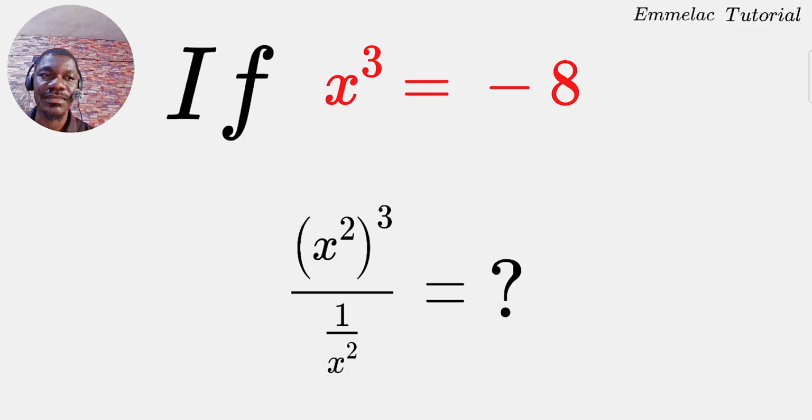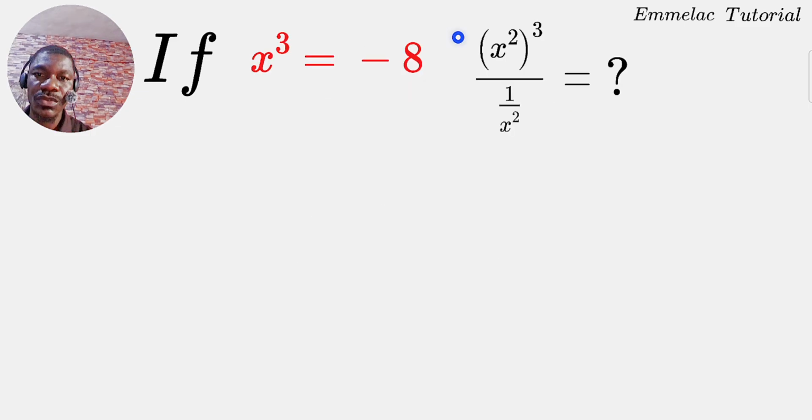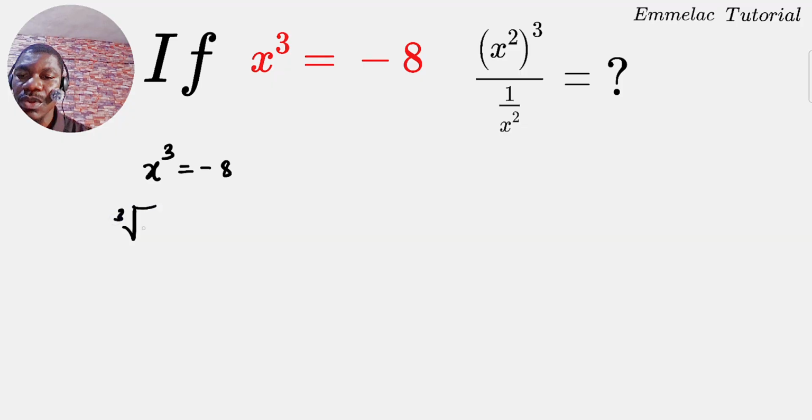So let's get started. All we just need to do first is to find the value of x here. Here we have that x raised to 3 equals negative 8. For us to find the value of x, all we just need to do is to cube root both sides. So here we have the cube root of x raised to 3 equals the cube root of negative 8. This cube root here clears off this 3. We are left with x here, and the cube root of negative 8 will give us negative 2.